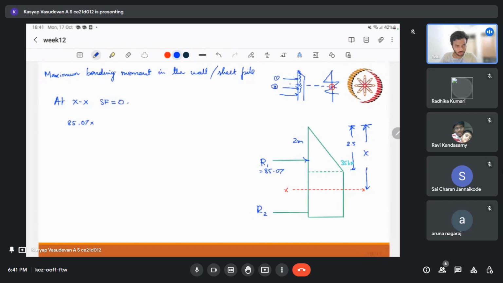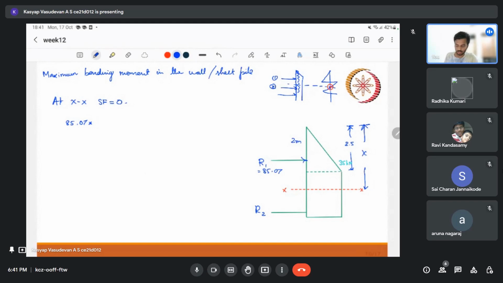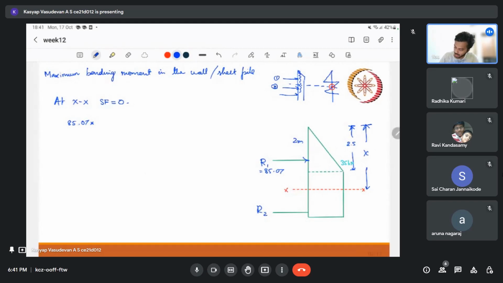so first let us locate the section. Let me take force acting towards the right side as positive. So I'll take this as positive, 87.07 minus the other forces. So I have a triangle and a small piece of rectangle. For the triangular piece, the base is 2.5, so half into base into height, minus this small rectangle. This rectangle's width is x minus 2.5, into the 35. So this should be 0.